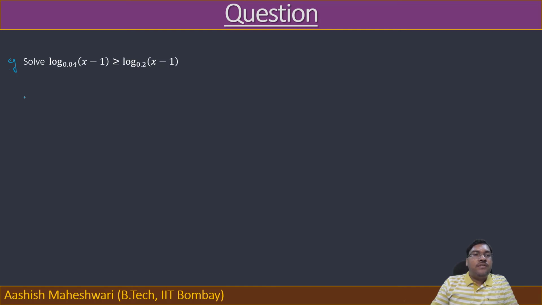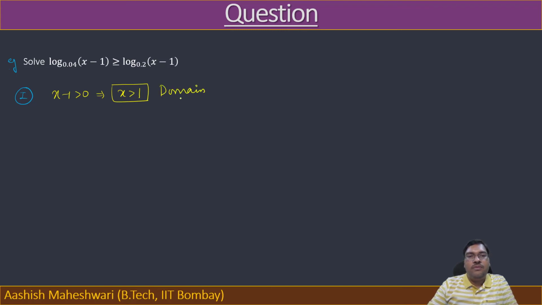So the first condition you will put will be on the domain. So what is the domain in this case? You can see here we have x minus 1, here also we have x minus 1. That means x minus 1 should be greater than 0, that is x is greater than 1. This is for the domain, for the log to be defined, right? Now if you have to solve this inequality, now the solution part comes.